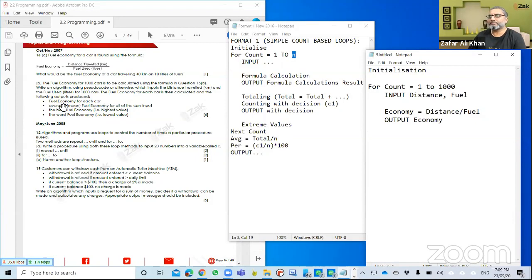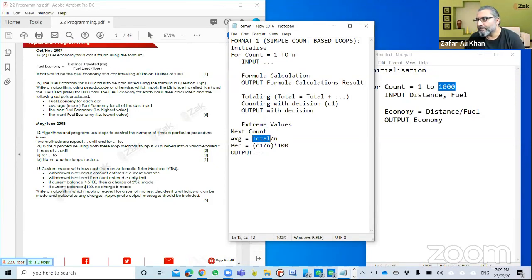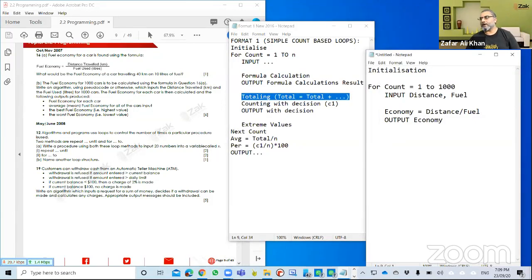Now it says average fuel economy for each car. So fuel economy is calculated and outputted. Then it says average fuel economy for all of the cars. How many cars do we have? 1000. But if we need average, we need total. So it means that we need to do totaling. So how do we actually total? Total is equal to total plus economy. I'll talk about totaling tomorrow.